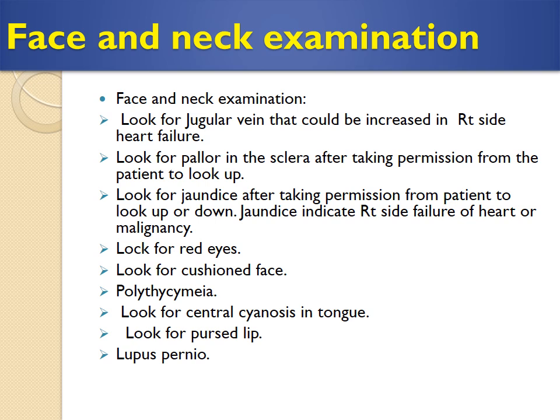So in the face and the neck, first I will check whether the jugular venous pressure is congested or not. I will look for pallor, jaundice, redness, and polycythemia. I will look at the face for Cushingoid face, which could be related to the drug, and also look for central cyanosis in the tongue and lupus pernio in the face.